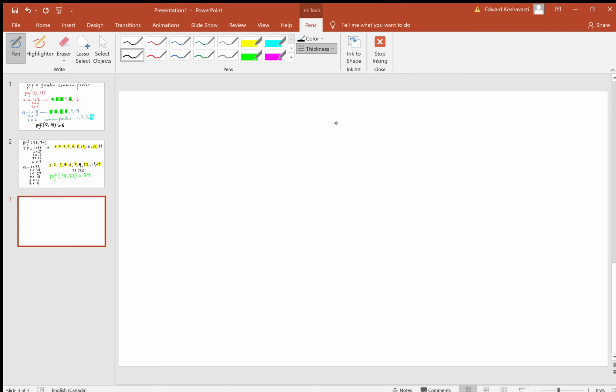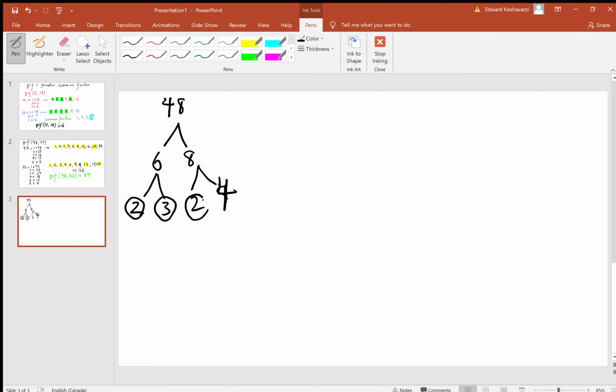So 48 is 6 times 8, 2 times 3. Hope you remember that we encircle the prime numbers where we stop breaking down numbers, right? 2 times 4, and finally 4 is 2 times 2. Therefore, 48 can be written as, so how many 2's can be seen here? 4 of them. Therefore, 48 is 2 to the power of 4 times 3.